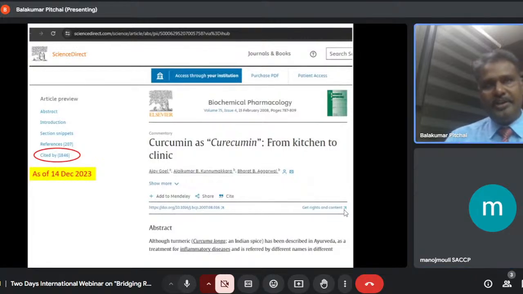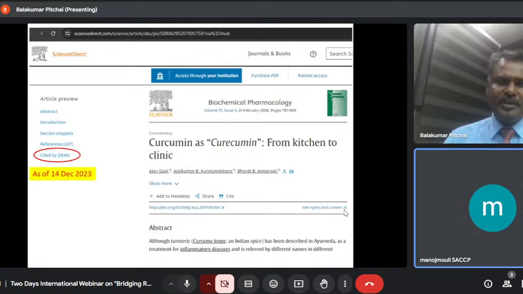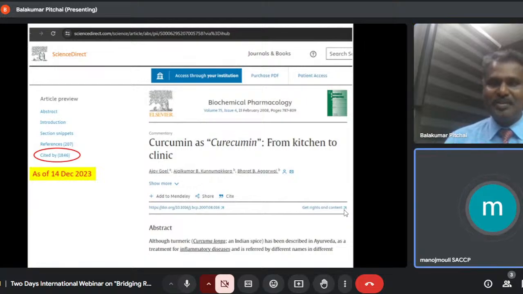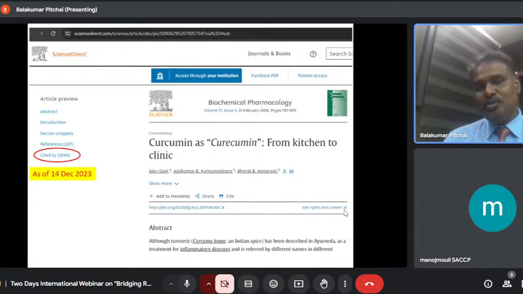So look at this article. Curcumin, the chemical constituent of turmeric. "Curcumin as curcumin": that word is given in italics, as it is a non-English word, also under double quotation marks. From kitchen to clinic. It is simply a commentary article. But see, it has been cited more than 1800 times since its publication. So look at the quality of the title, a mouth-watering title. Curcumin as a cure-cumin. It cures something. From kitchen to clinic.